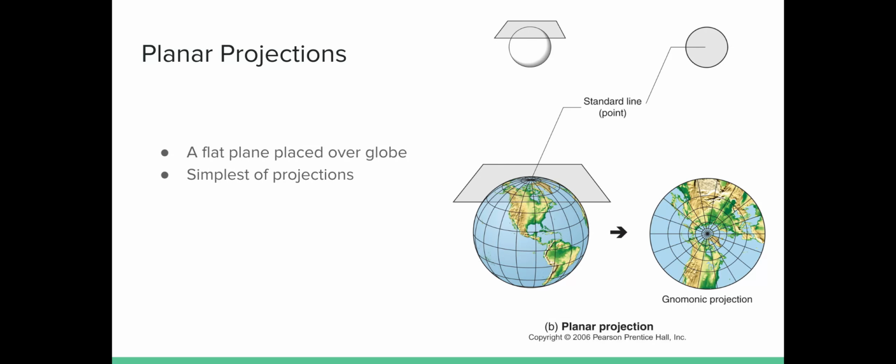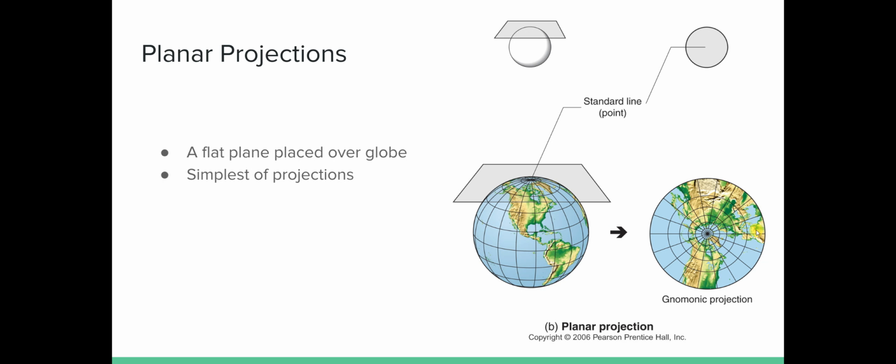These planar projections are very straightforward. We just take a flat sheet of paper and we put it somewhere on the globe itself. So this example is showing if we want a map of the North Pole, using this type of surface is very useful because we get a great idea of what's happening at the Arctic, say.